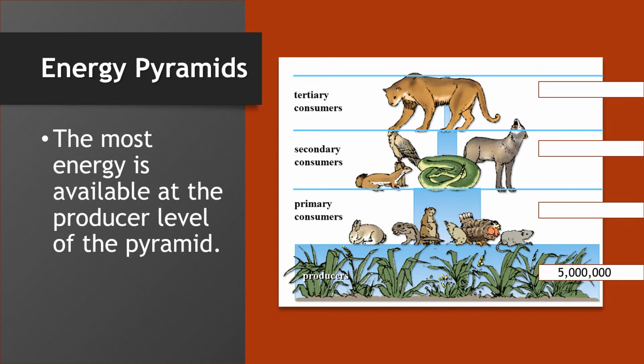The most energy is going to be available at the producer level. And so this chart is based off a 1 square mile area. And in 1 square mile, the producers are able to have 5 million kilocalories of energy. Remember, they're getting their energy directly from the sun. So whenever they're eaten, they're going to pass that energy along.